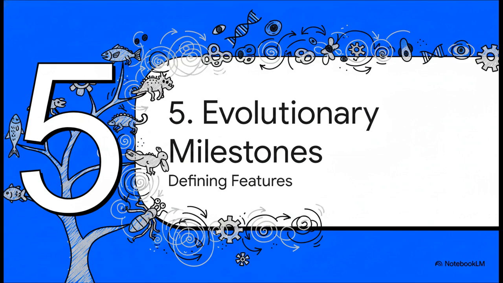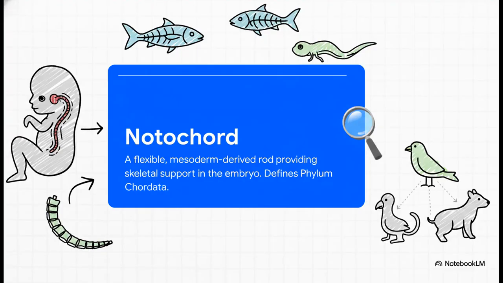For our final section, let's hit a few of the absolute key evolutionary milestones. These are the features that created the major branches on the whole family tree. First up is the notochord. It's this flexible rod that provides skeletal support in an embryo. And having a notochord at some point in your life is the single defining feature of our own group, the phylum Chordata. It's a really big deal.